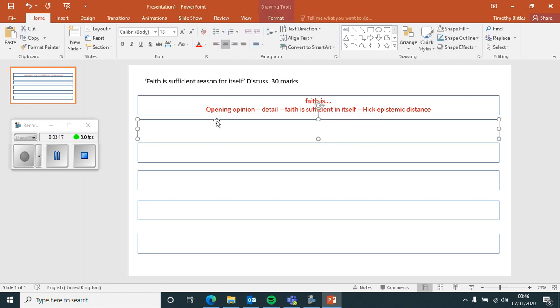Then I would suggest you have two paragraphs that agree with your opinion, and two paragraphs that maybe disagree with your opinion. They can be in any order. And then if you want to get a really high grade, the conclusion needs to analyze all of the points that you've made.